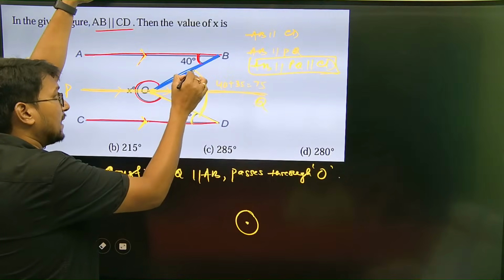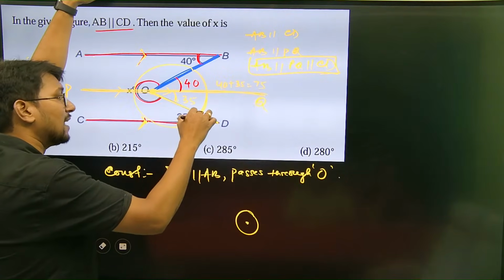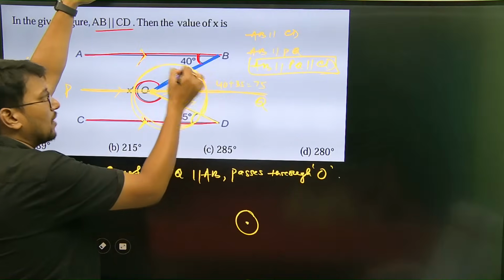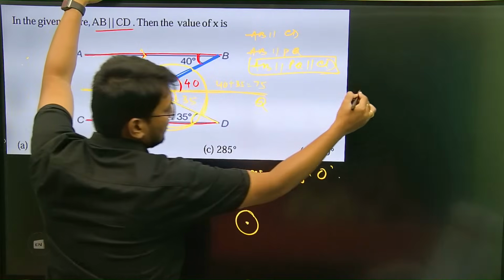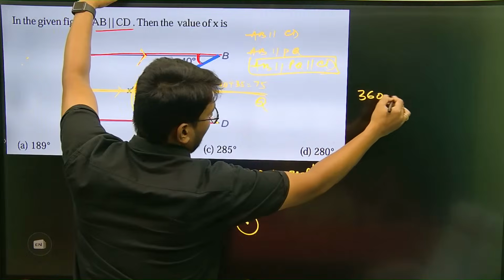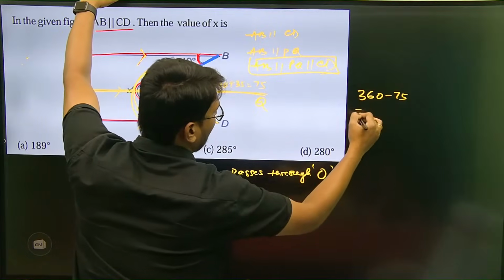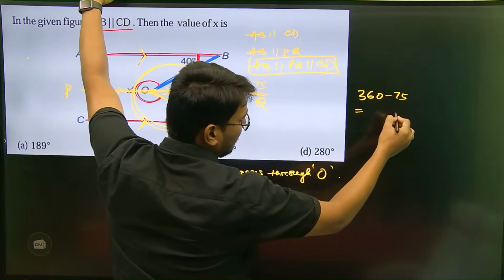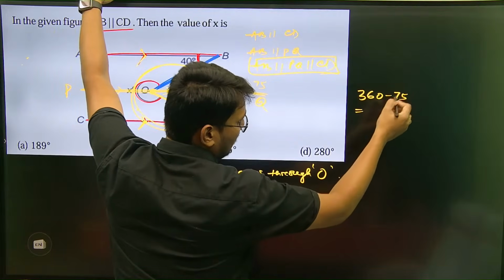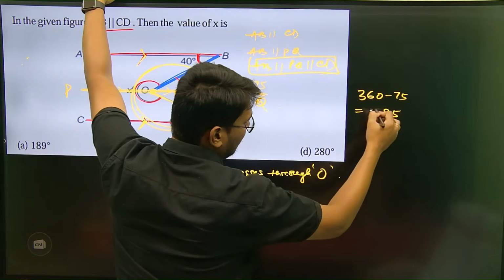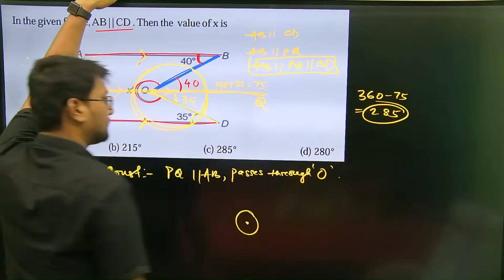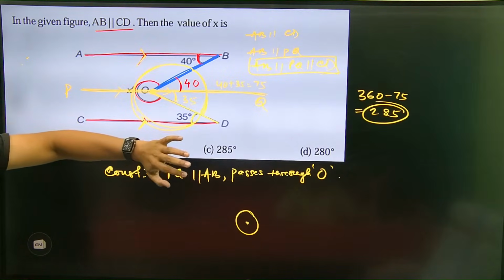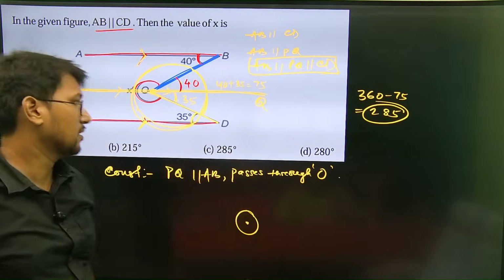And this complete angle is how much? The complete angle is 360. So if this side is 75, what about this side? That means 360 minus 75. How much? 360 minus 75: 10 minus 5 is 5, 15 minus 7 is 8, so 285 is the answer. Understood? Is the concept clear or not? Okay, write it down.